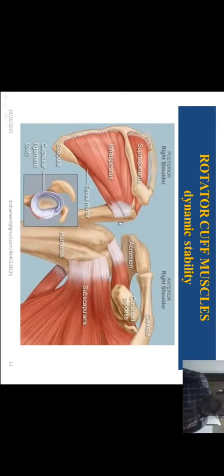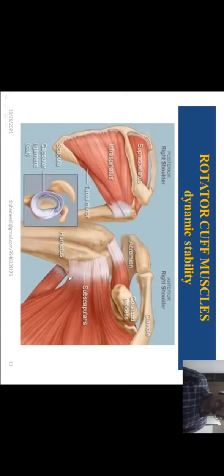You can see this is the back of the shoulder. So by contracting the infraspinatus and teres minor, there is external rotation of the shoulder. So the function of infraspinatus and teres minor is to externally rotate the shoulder. Okay, that is the second one.